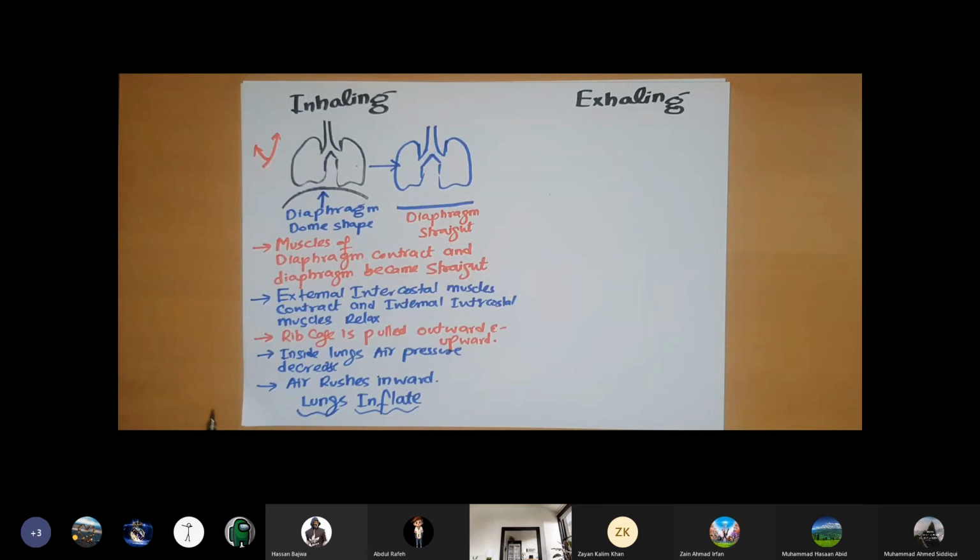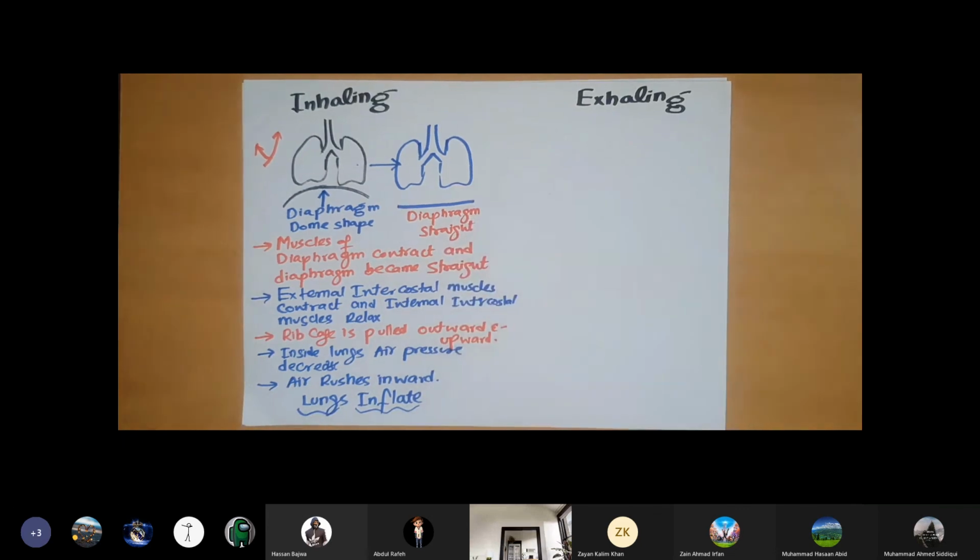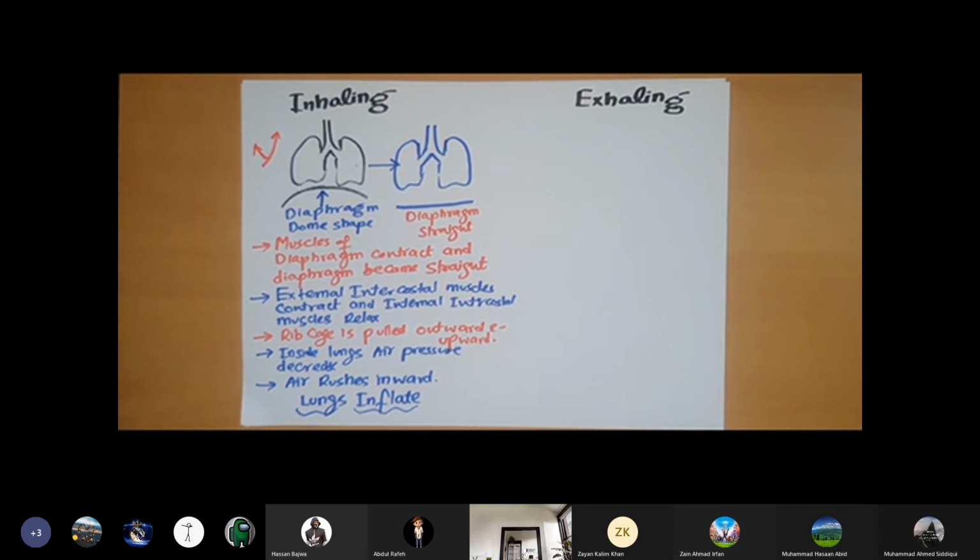Next is the exhaling process. Now remember that the diaphragm became straight. Now the exhaling has to take place. I told you guys in the last to last lecture that our lungs cannot contract and relax. They can only inflate and deflate. Now pressure must be applied onto the lungs so that the air can move out.